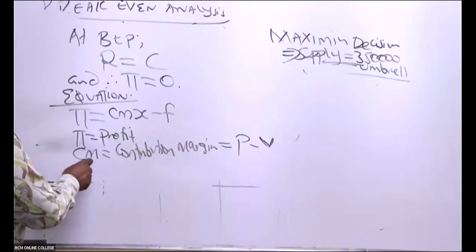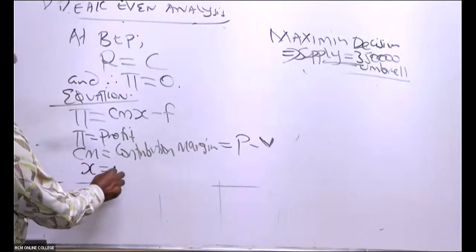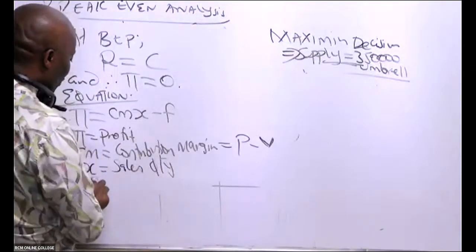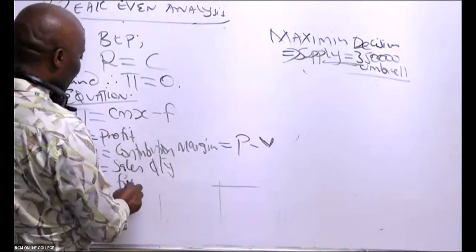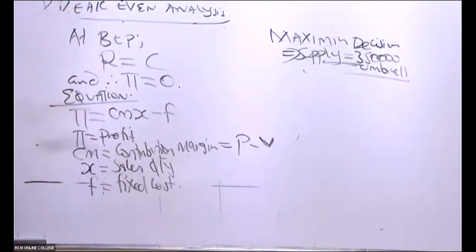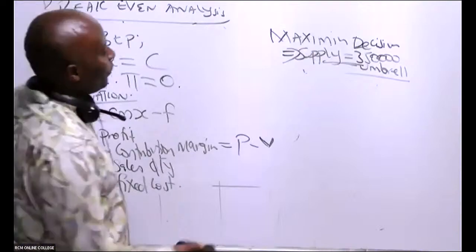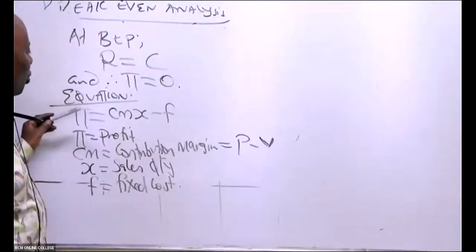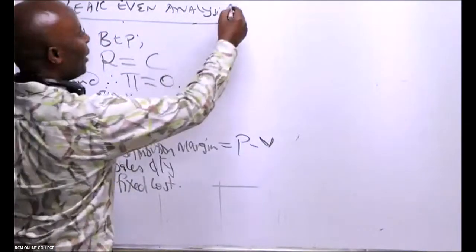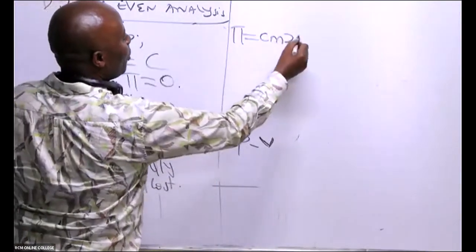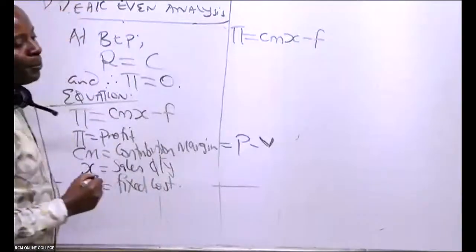What is this X? X is quantity, sales quantity. And then we have F, which is fixed cost. So this equation, I would always want us to remember it. We are saying here that our profit equals CMX minus F.